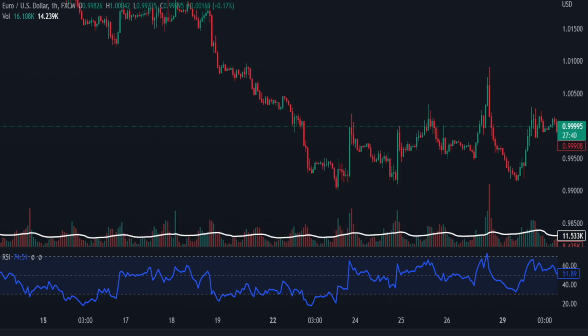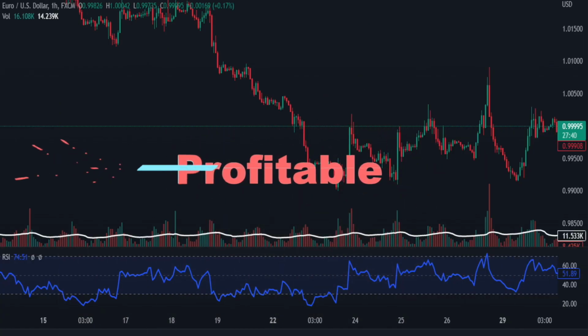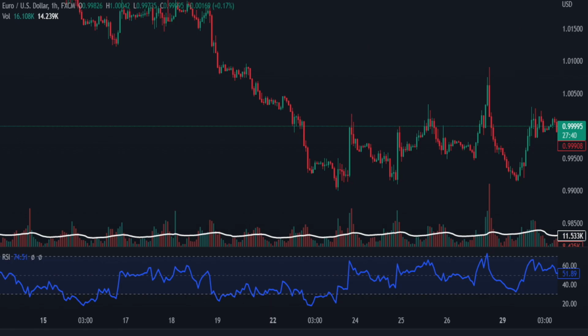In today's video, I will share with you 3 simple and easy but profitable trading strategies that mainly use the RSI indicator. So without further ado, let's jump to it.